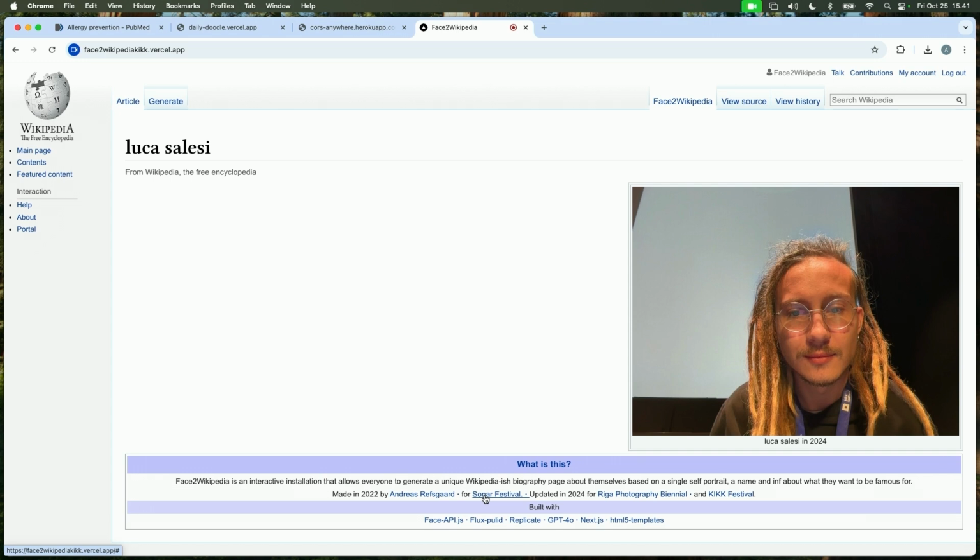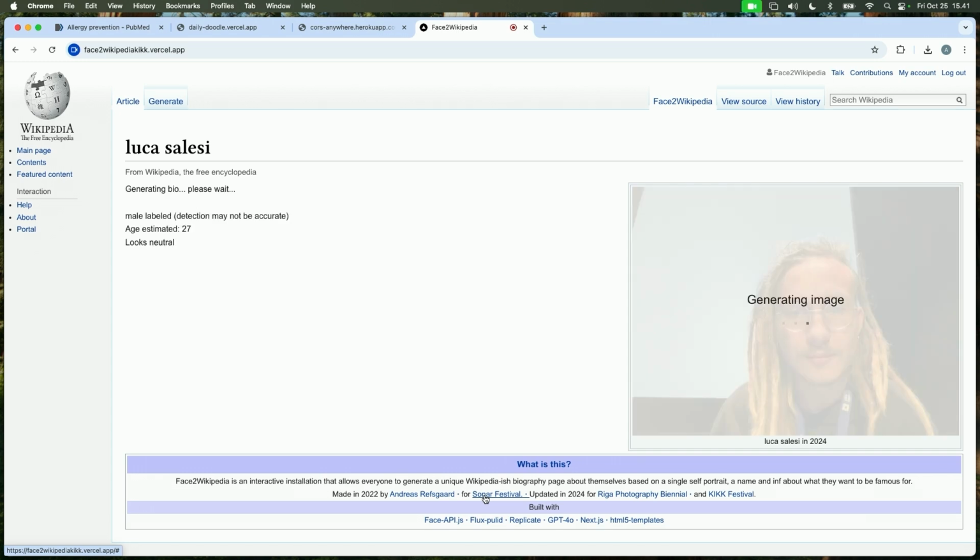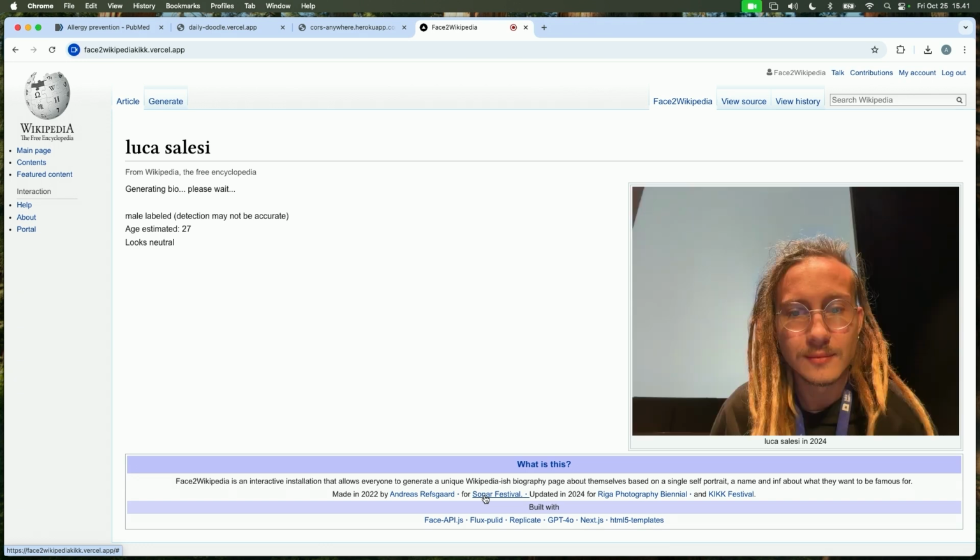Okay, so where are you from? Italy. Italy, okay. So now it says that you are male, you're estimated to be 27 years old, and you look neutral.